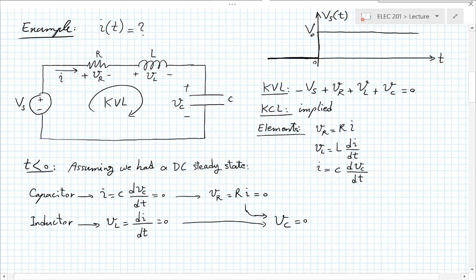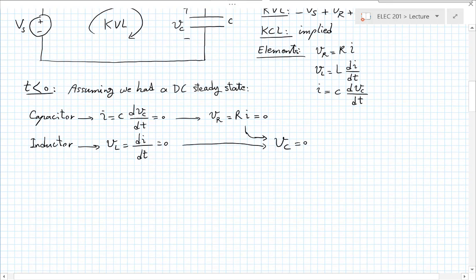Now, after t equals 0, again, the main equations are the same. Capacitor, inductor, resistor, they are the same. KVL, KCL, they are the same. So basically from here, if I were to summarize, I of 0 minus is 0, VR of 0 minus is 0, VL of 0 minus is 0, and VC of 0 minus is 0. Okay?